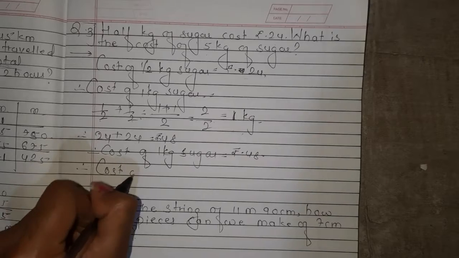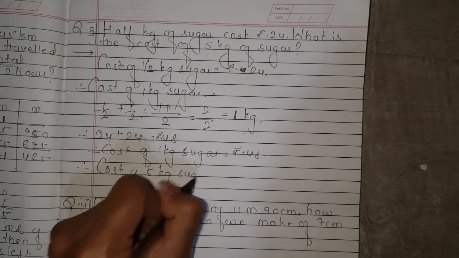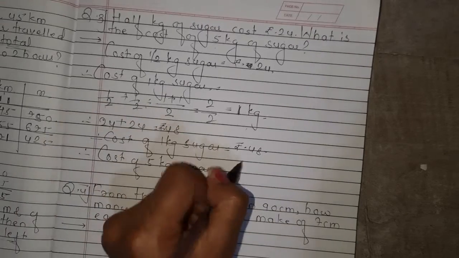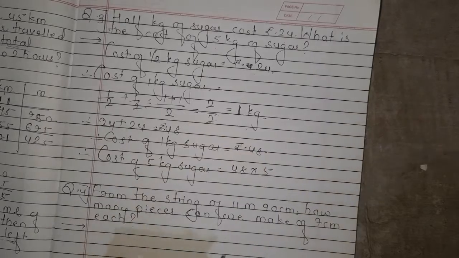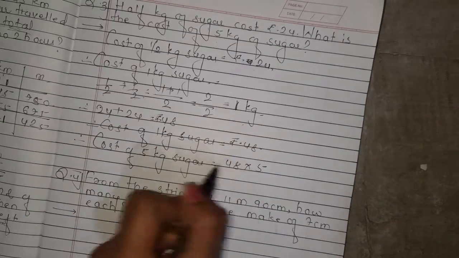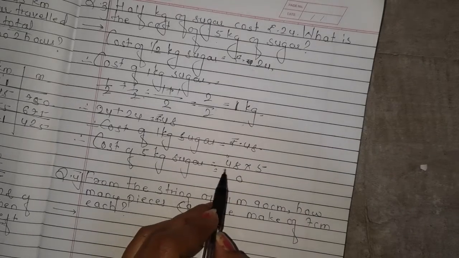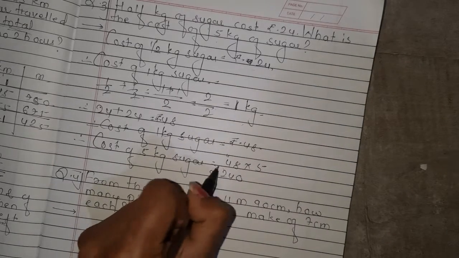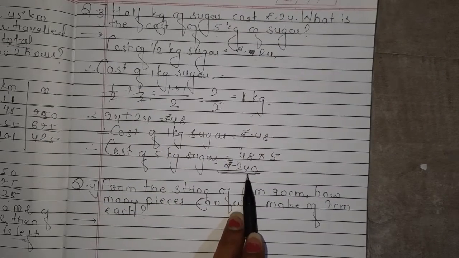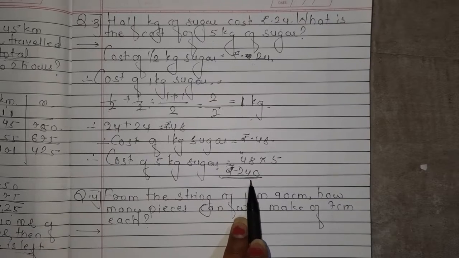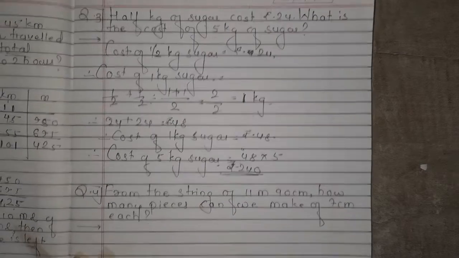Therefore the cost of 5 kg sugar is equal to 48 into 5. 5 8s are 40, 4 carry, 5 4s are 20 plus 4, 24, rupees 240. So therefore the cost of 5 kg sugar is rupees 240. Okay, understood? Now the last one.